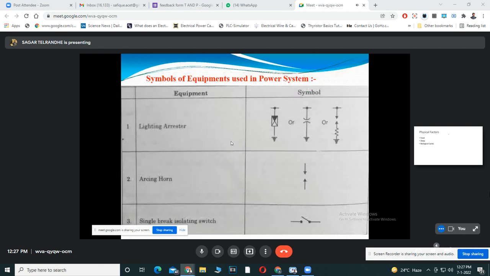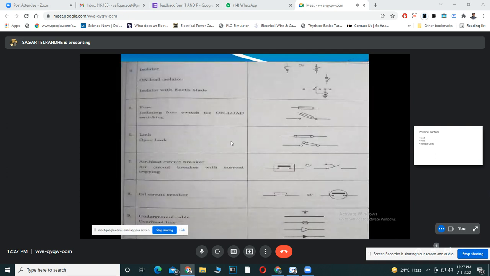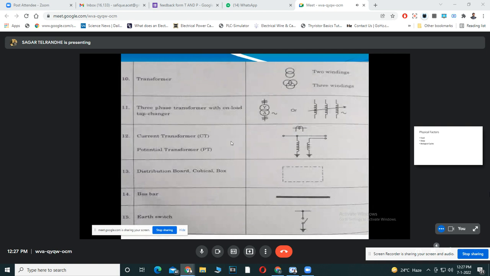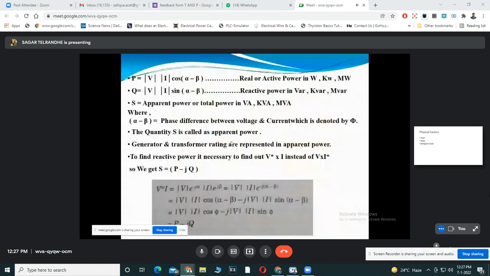We have also discussed the symbols used for the electrical equipment in the power system. Lightning arrestor, arcing horn, single break isolating switch. Isolators, fuse, link, air blast circuit breaker, oil circuit breaker, underground cables, transformer, three-phase transformer with on-load tap changer, current transformer, potential transformer, distribution board, cubicle box, bus bar, earth switch.